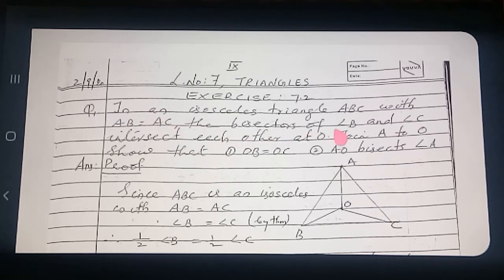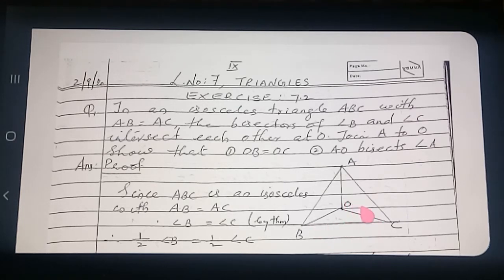Here, what type of triangle is it? Isosceles triangle. The meaning is that two sides are equal. Which two sides are equal? AB and AC are equal. Now listen here. The bisector of angle B and the bisector of angle C intersect each other at the point O. The meaning is that this BO and this CO are both bisectors of which angles? Angle B and angle C.